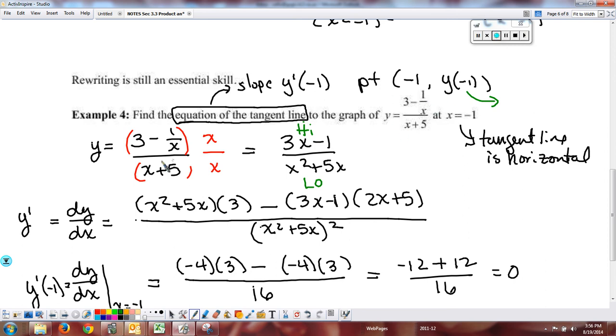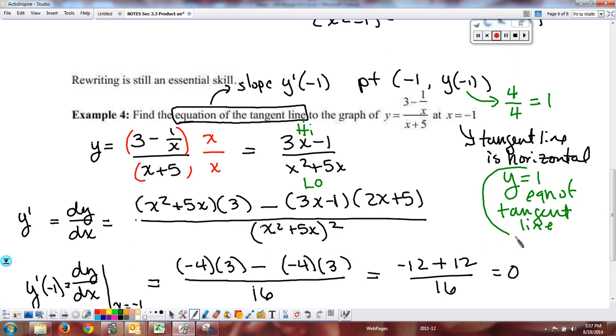Here's my y, or you could use this version here. Let's go with the original in case you made a mistake. 3 minus 1 over negative 1 is basically 3 plus 1 is going to give me 4 over negative 1 plus 5, 4, which is 1. So y equal to 1 is the equation of the tangent line. So we're basically still doing the same problem that we were doing before, except now you just basically have to use a more difficult rule to find the derivative before you can find the slope at a certain point.